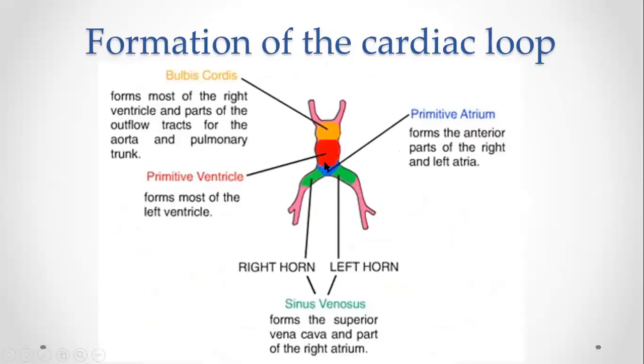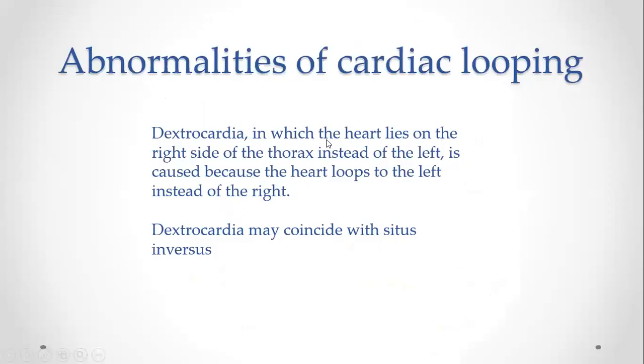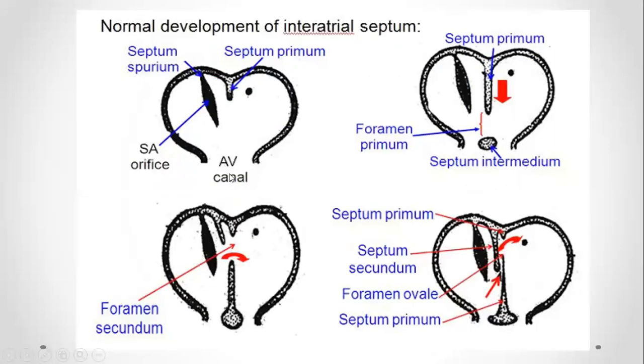So there is communication between the atrium and the ventricle. There is easy communication through the AV canal. Now there is formation of a small septum intermedium between the atrium and the ventricle. So now the space between the septum primum and the septum intermedium is called the foramen primum. Foramen means opening, primum the first one.